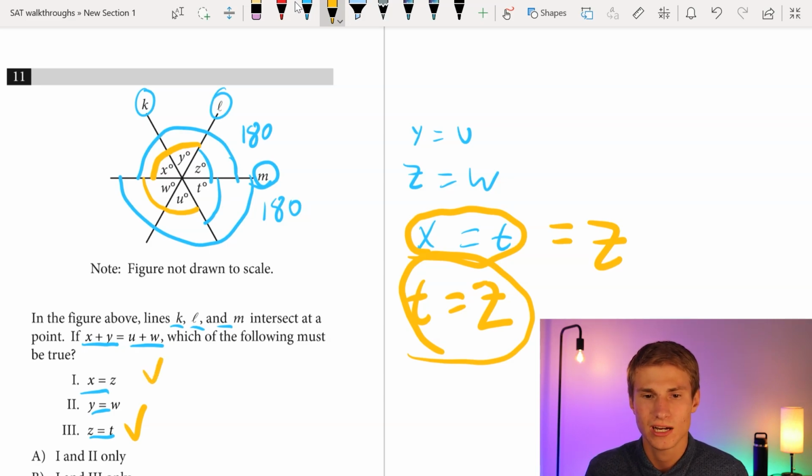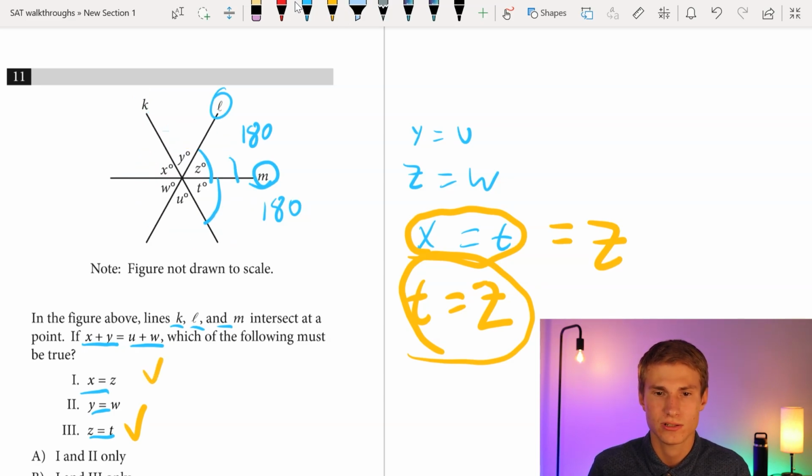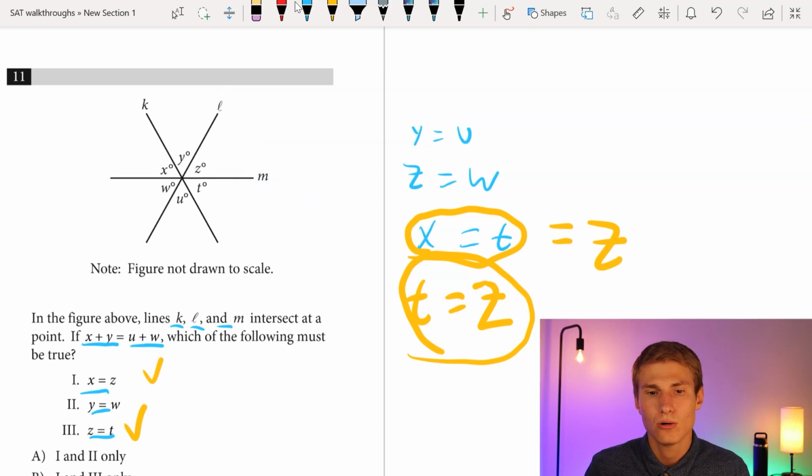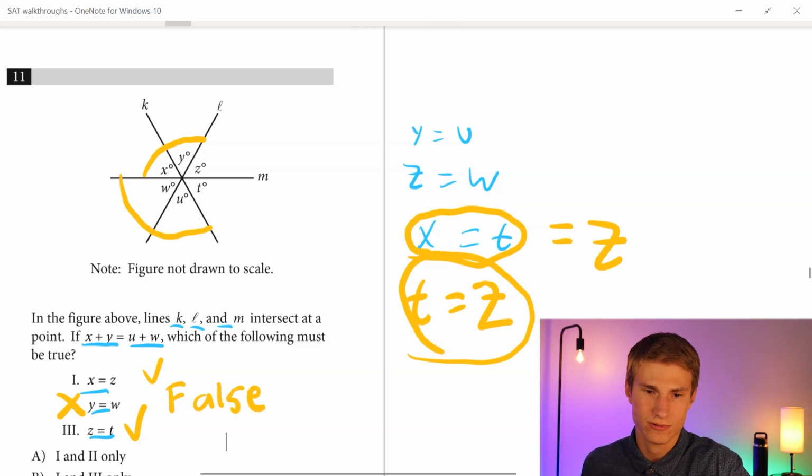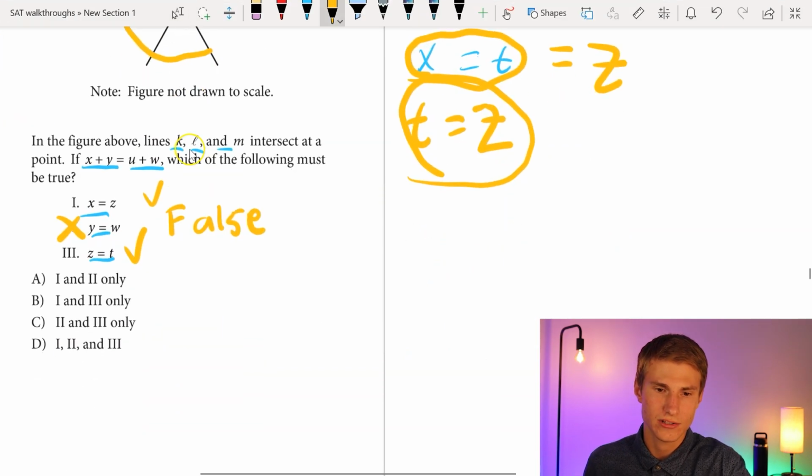Now, as far as y equaling w, they're not vertical angles. I'm going to erase this so you can see it better. They're not vertical angles, so they can't be the same on that. But also, we have no reason to believe that they would equal each other, because x and y are going to equal the same as w and u, but there's nothing stating that w is going to have to equal y. Therefore 2 is incorrect, so 2 is false. So our correct answer here is going to be 1 and 3. We find 1 and 3 in our answer choices, and we see that 1 and 3 is answer choice B. So B will be our correct answer for number 11.